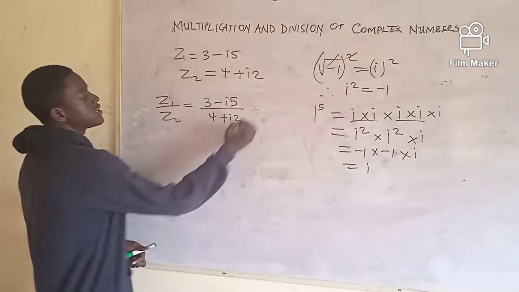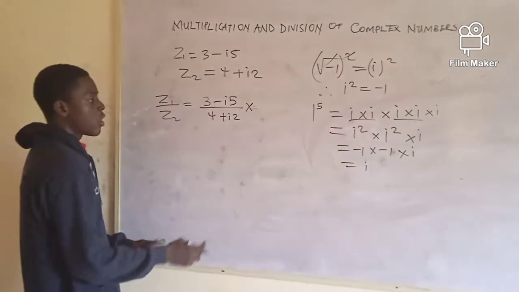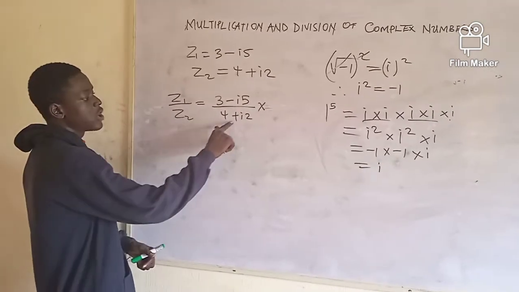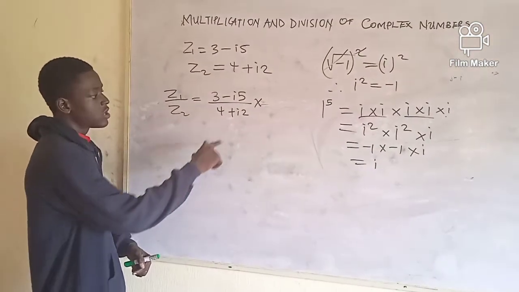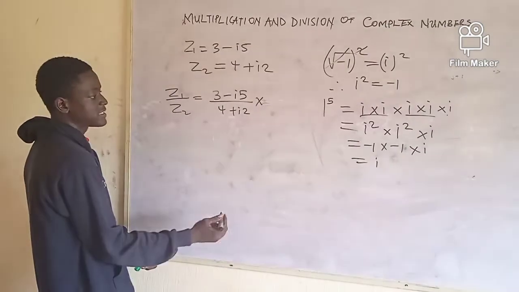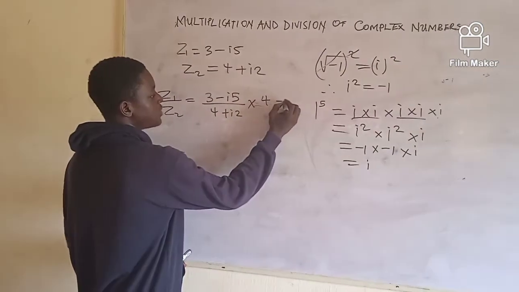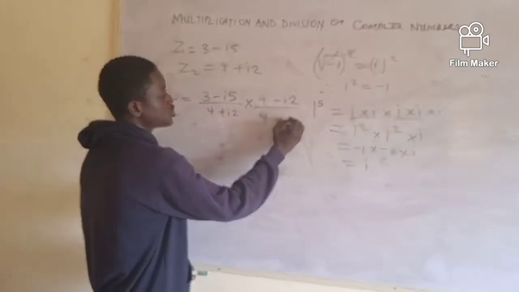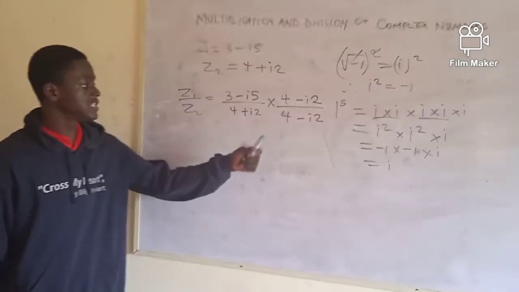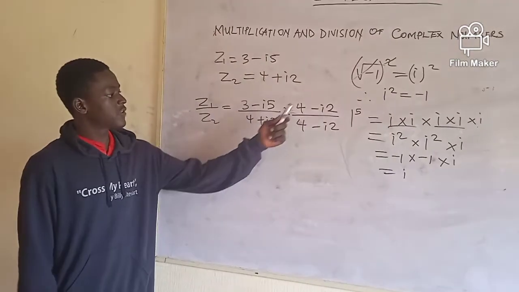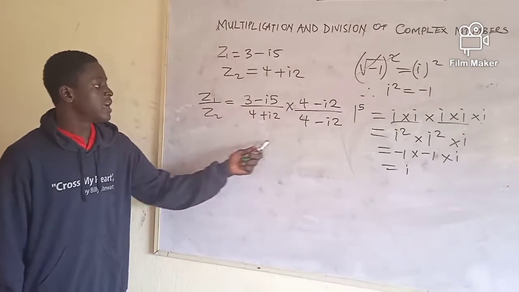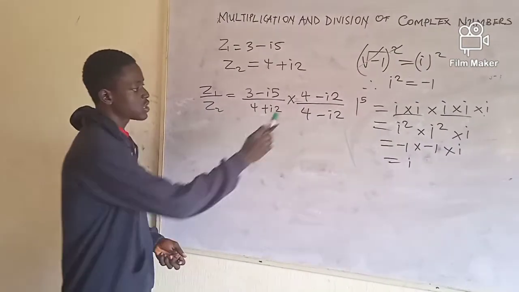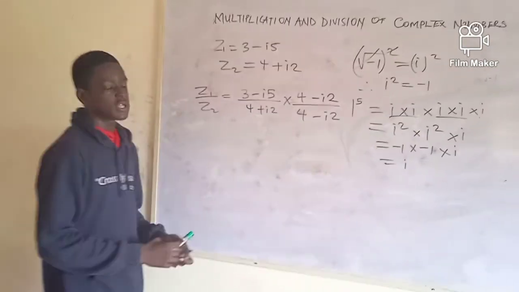Now we multiply up and down by this denominator, but there will be a change in the sign of the imaginary part. That is 4 minus 2i divided by 4 minus 2i. We haven't changed anything in this equation here, because if we divide it by this, we'll still get 1. But because we don't want to have a complex number in the denominator, we have to rationalize so that we won't have that complex number.